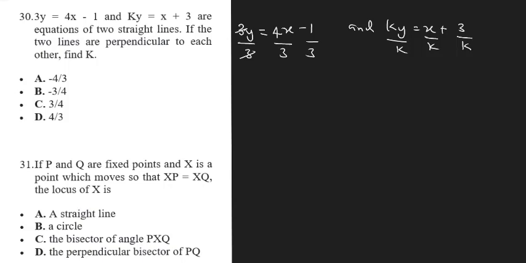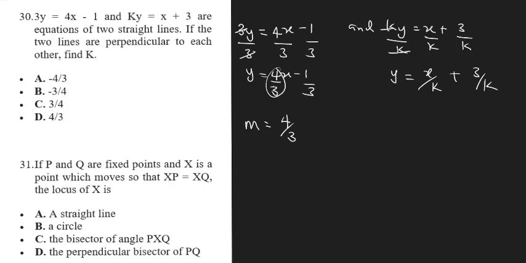Right? So this 3 cancels this. Then this k cancels this, right? So we are left with y is equal to 4x minus 1 over 3, and over 3. Then we have y here is equal to x over k plus 3 over k. So what is the gradient here? The gradient here, m, is equal to 4 over 3, the coefficient of x, which is this, right? Then the m here is equal to the coefficient of x over k. The coefficient of x here is 1, an invisible 1. So it's 1 over k.